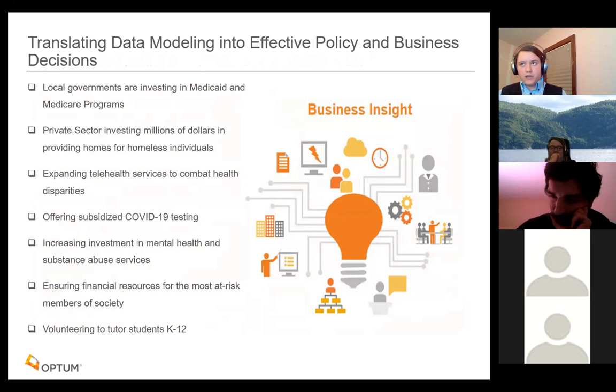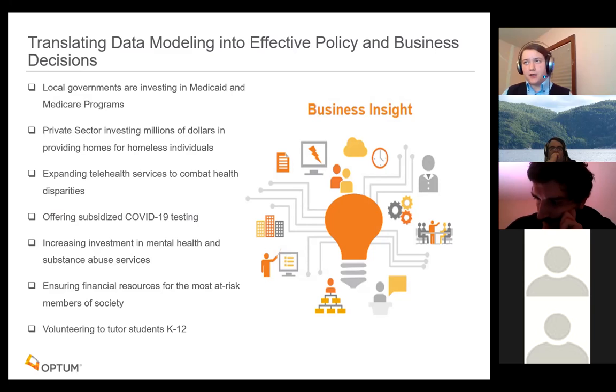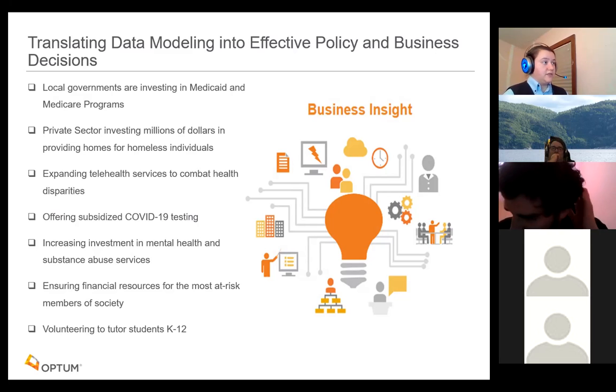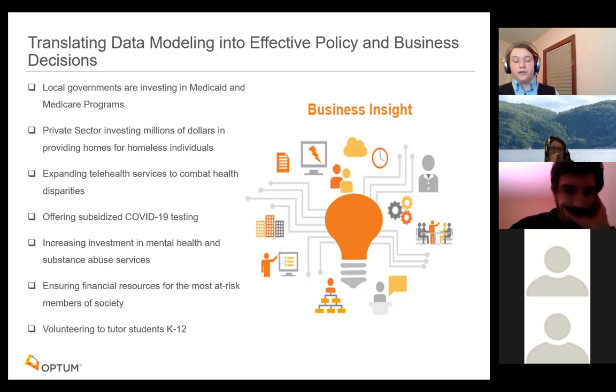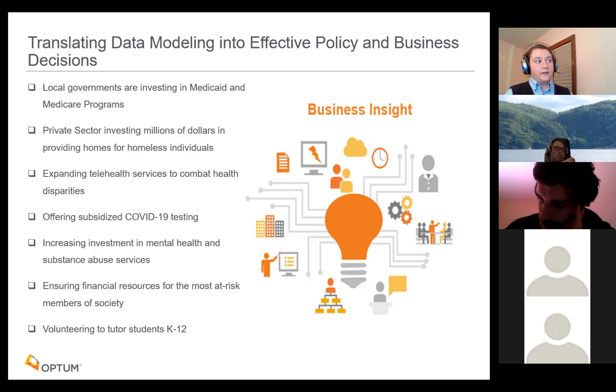There's a number of things going on currently or going on historically. Local governments are investing in Medicaid and Medicare programs. You could argue that Medicaid recipients and Medicare recipients are maybe our most vulnerable people in society, especially when it relates to COVID-19. The private sector is investing millions of dollars in providing homes for homeless individuals. For some companies, it's more stable and less risky to provide rent income of $500 a month versus being on the hook for a $100,000 ER bill that could have been easily avoided if an individual had, say, more stability in their life.